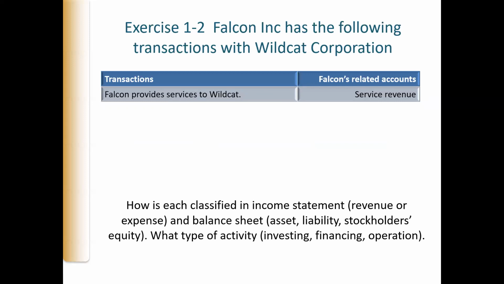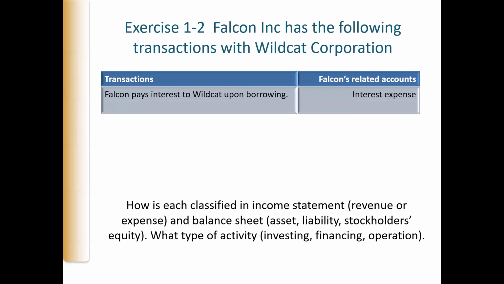Falcon provides services to Wildcat. So we're dealing with Falcon, the company we're talking about. They provide services to Wildcat. So when Falcon provides services, it should be revenues, and it would be part of their operating activities, why they're in business. Falcon pays interest to Wildcat upon borrowing money from Wildcat. So this would be an expense, and it would be an operating activity.